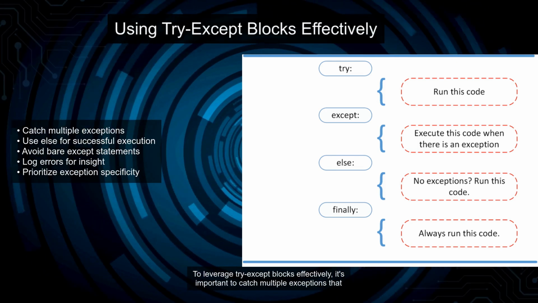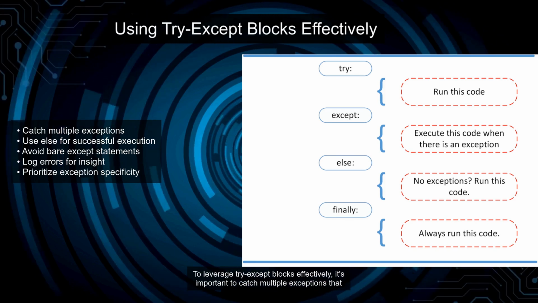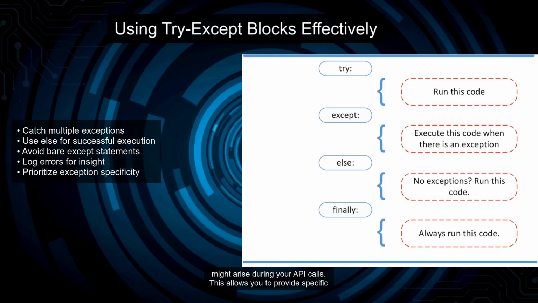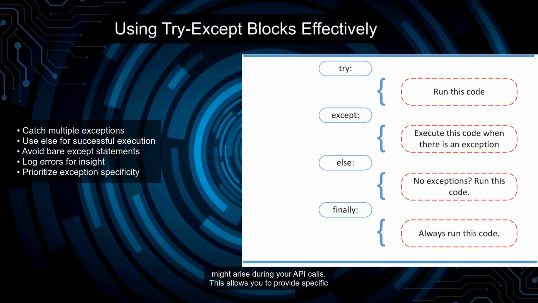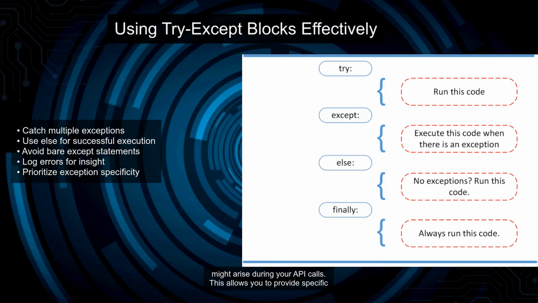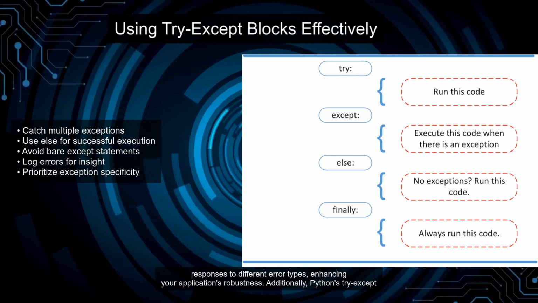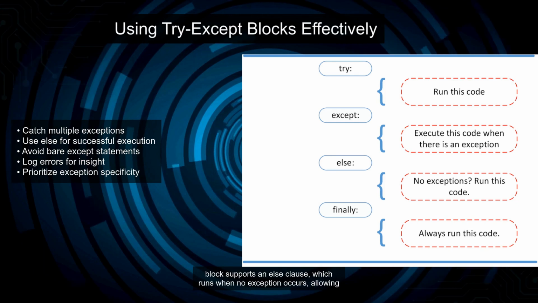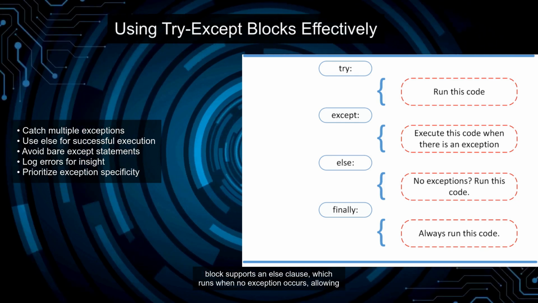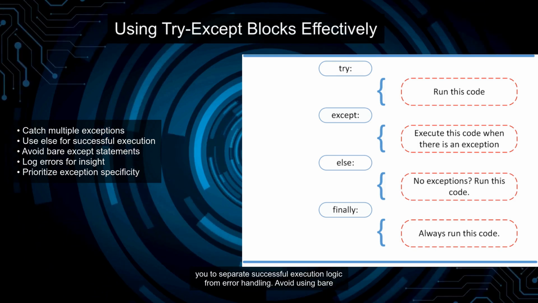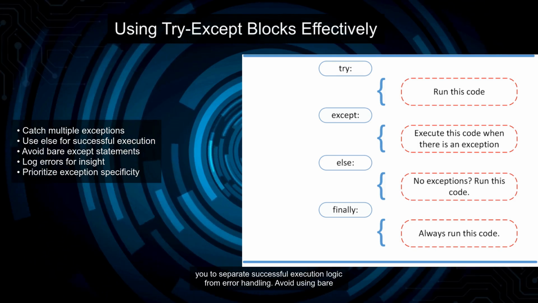To leverage try except blocks effectively, it's important to catch multiple exceptions that might arise during your API calls. This allows you to provide specific responses to different error types, enhancing your application's robustness. Additionally, Python's try except block supports an else clause, which runs when no exception occurs, allowing you to separate successful execution logic from error handling.